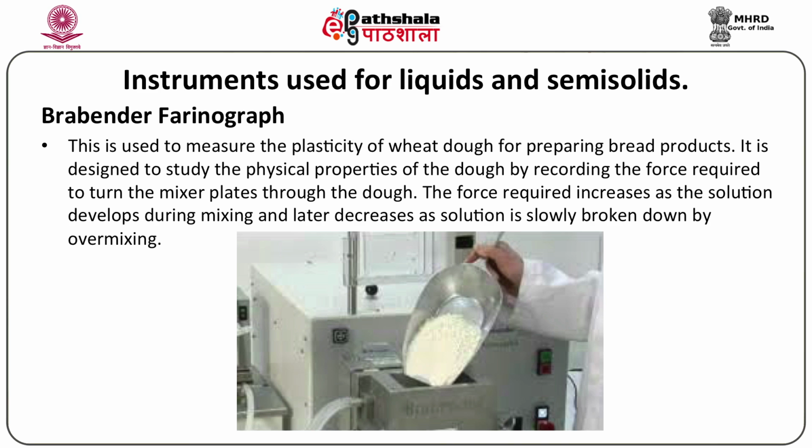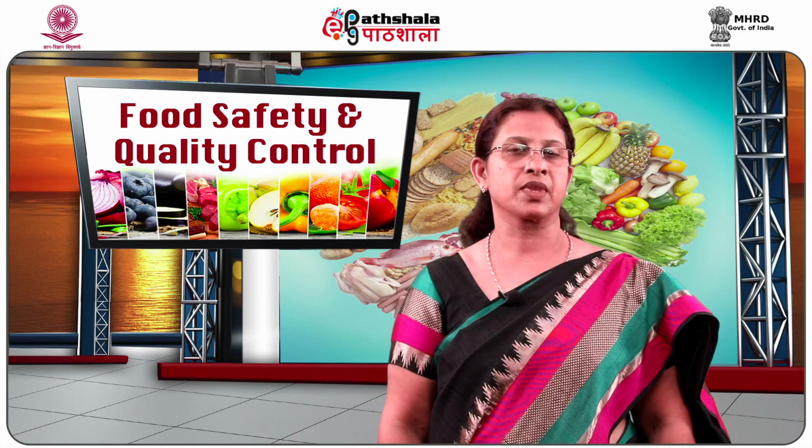There is also another instrument called the Brabender farinograph. This is used to measure the plasticity of wheat dough for preparing bread products. It is designed to study the physical properties of the dough by recording the force required to turn the mixer plates through the dough. The force required increases as the gluten develops during mixing and later decreases as the gluten is slowly broken down by over mixing.